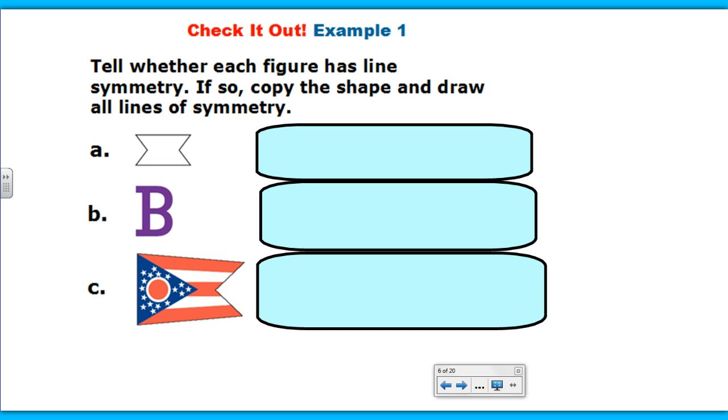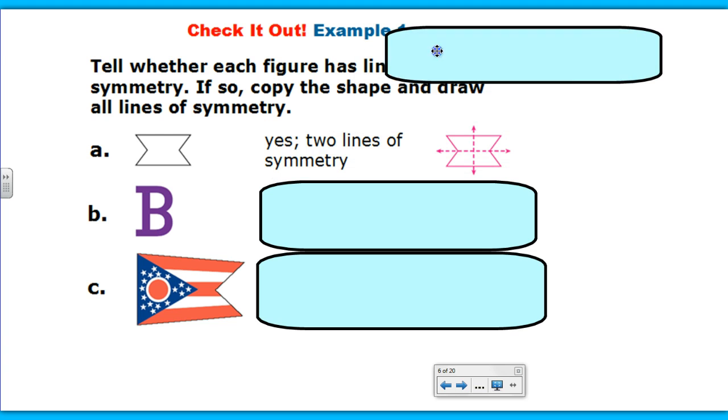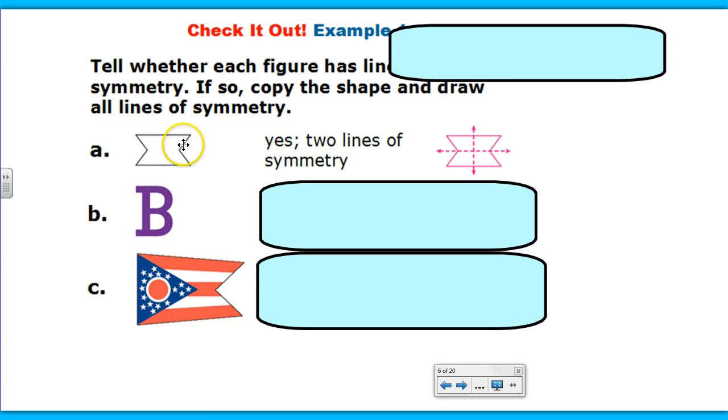So tell whether each figure has line symmetry. If so, copy the shape and draw all lines of symmetry. For figure A, it's easy to see at least one of the lines of symmetry. It probably pops out at you, and maybe as you look deeper into this figure, you can see more than one. So we have two lines of symmetry, right? We have a horizontal line and a vertical line.